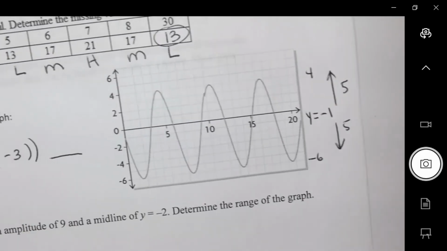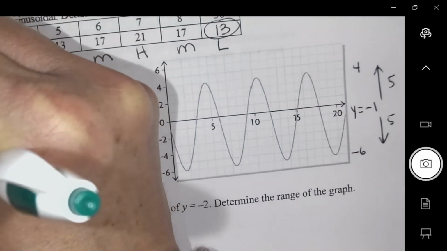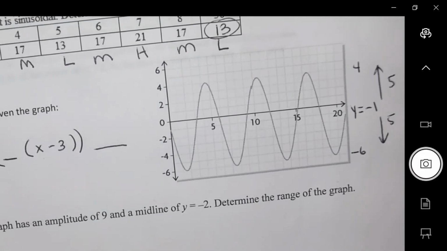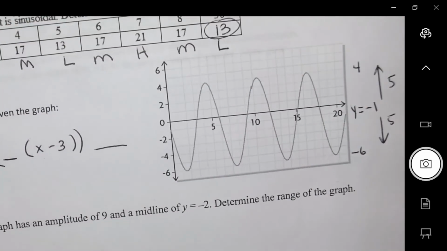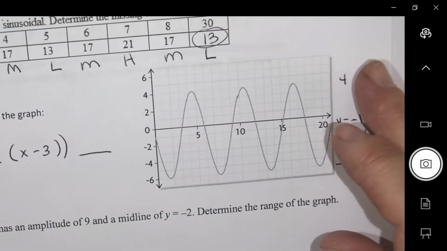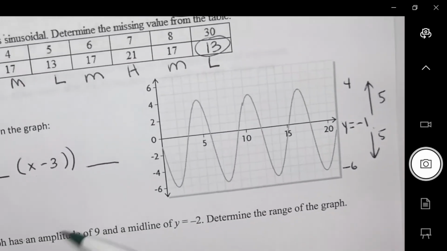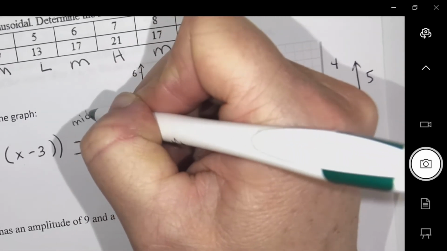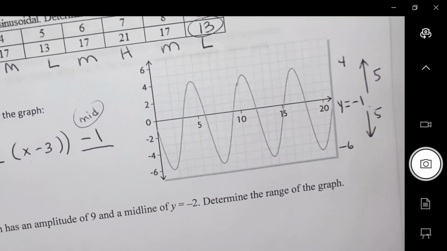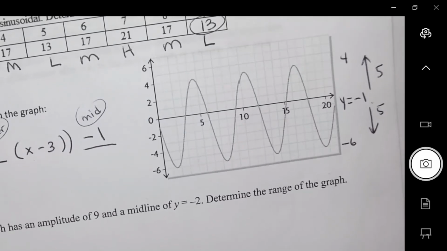That goes in here somewhere. Where does it go? Amplitude of 5, you're going to write it in the front. Okay, always remembering these things. Amplitude is that. The midline is -1, so that goes at the end. And the B value is our period stuff, but we have to always do that little formula.